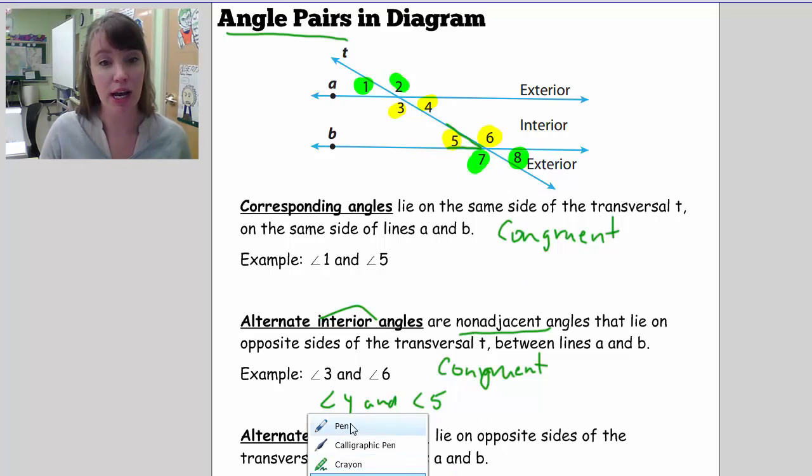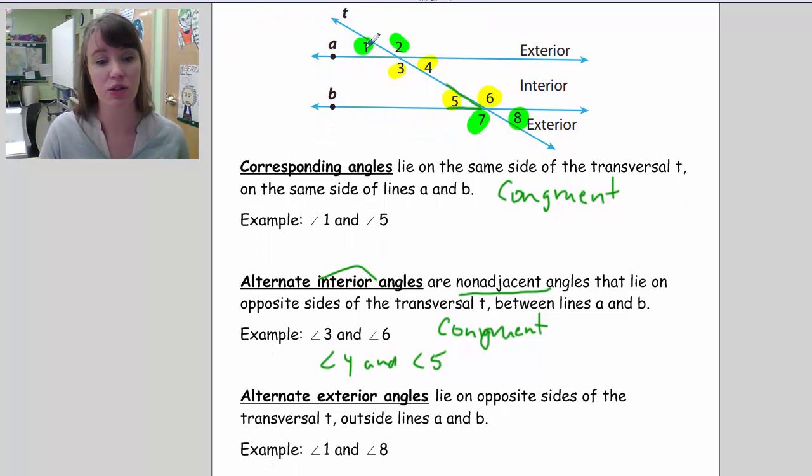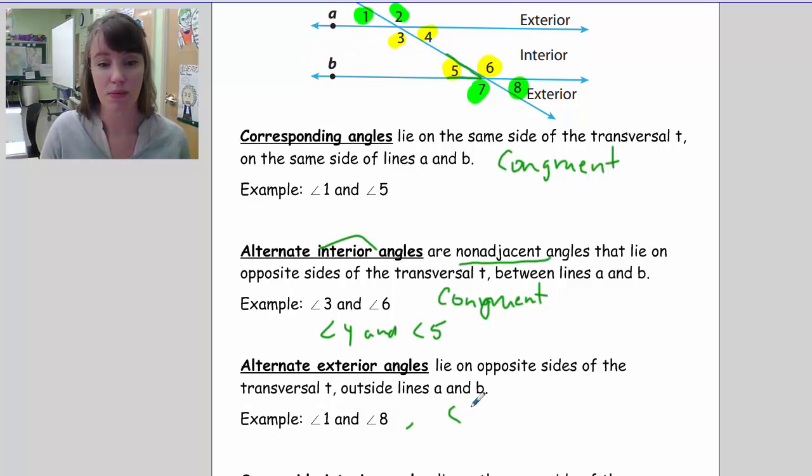Now, alternate exterior are the ones that are exterior, right? And they're on alternate sides of the transversal. So for us, our alternate exterior angles are going to be angle 1 and angle 8, and angle 2 and angle 7. Okay, and these are also congruent, meaning these angles are equal to each other.